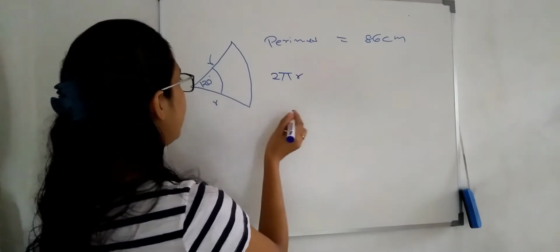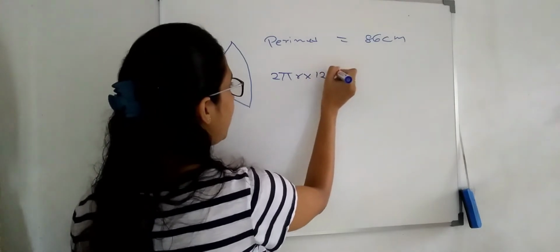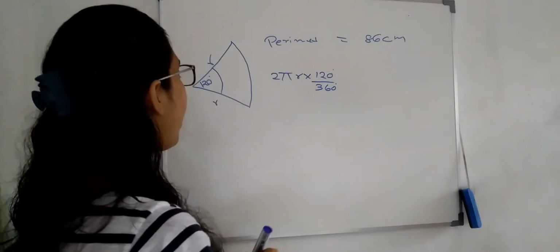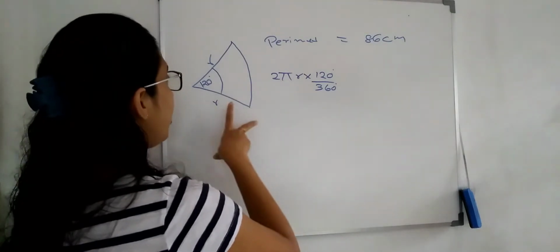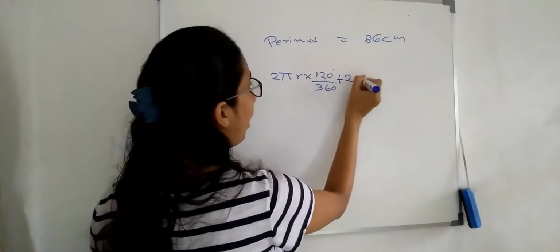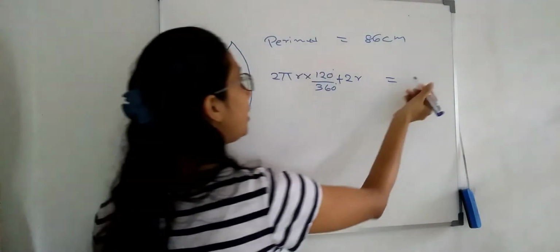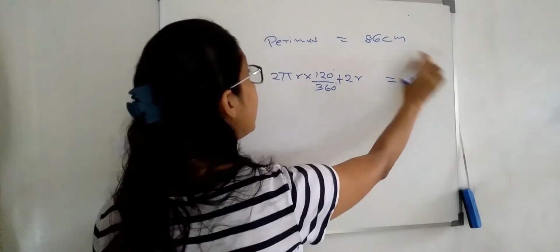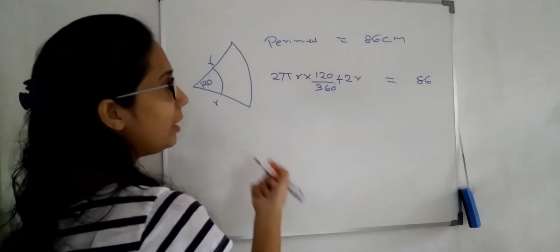Now we should add the portion of this sector. What is the portion? 120 degrees out of 360 degrees. So we are going to find the perimeter of a sector, therefore we should add the value of these two radii. So plus 2r should be equal to the perimeter of this sector. What is the perimeter of this sector? It is 86 centimeters. So now we can substitute the known values to the relevant terms, right?